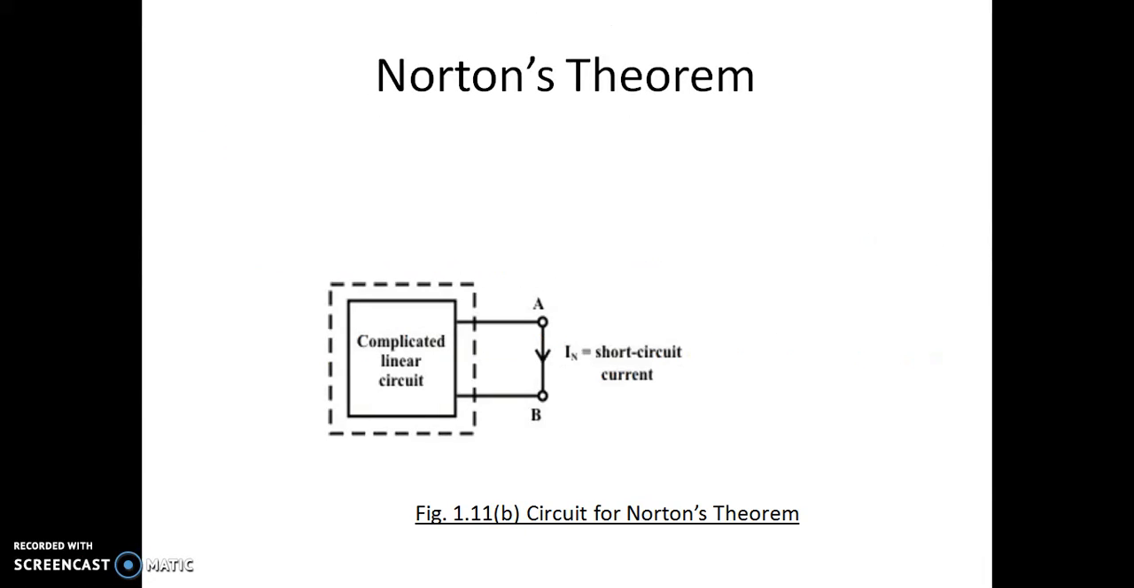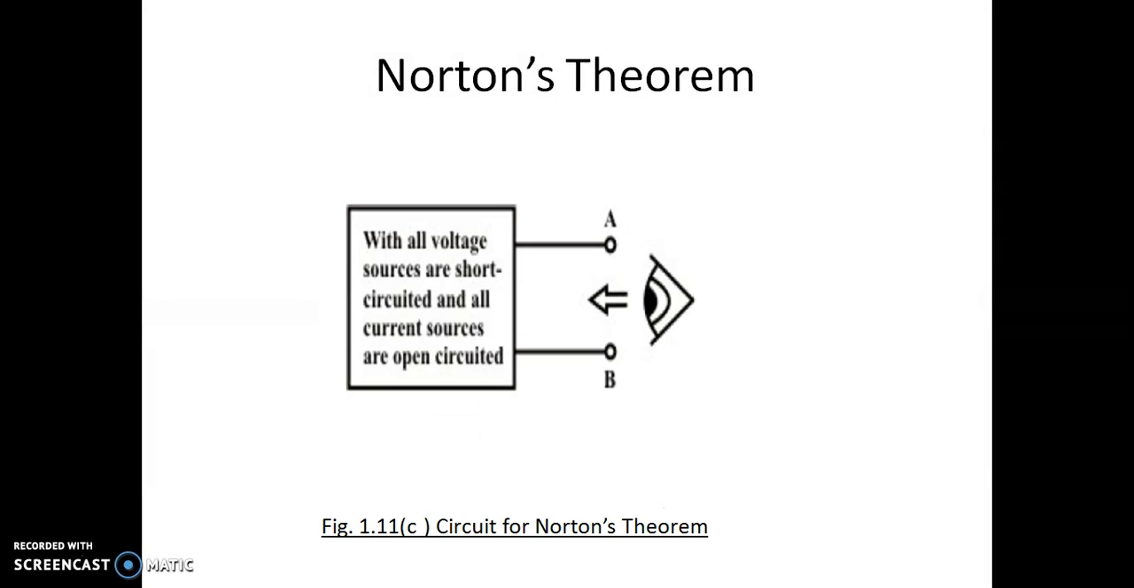Figure 1.11b gives the circuit for Norton's theorem with the load resistance being short-circuited between A and B. Figure 1.11c gives the circuit for Norton's theorem. It gives a way to calculate Norton's resistance, which is equal to the Thevenin's resistance as discussed earlier.